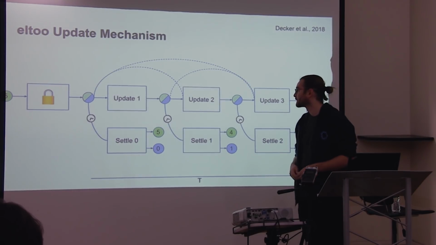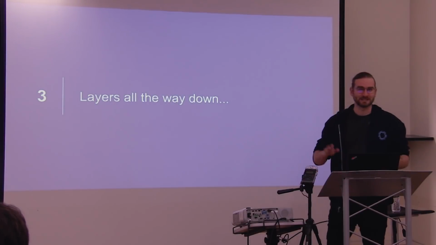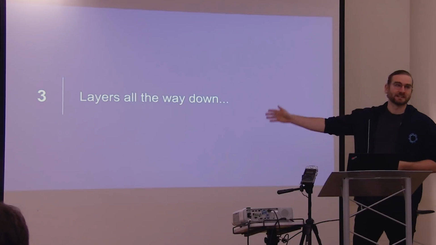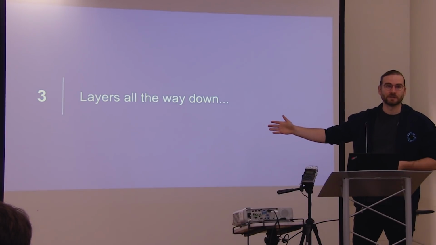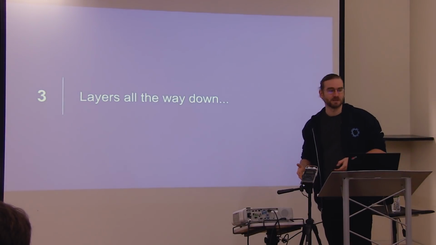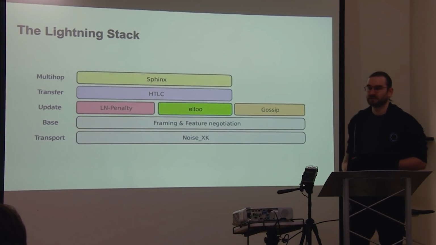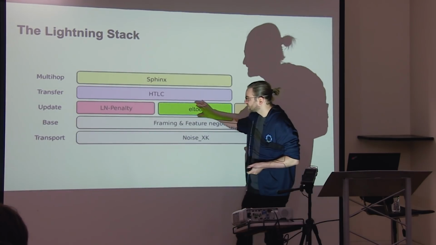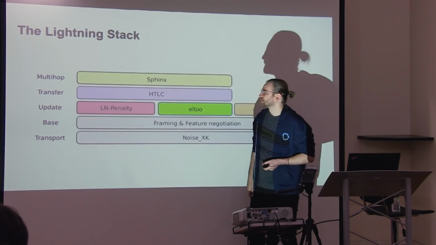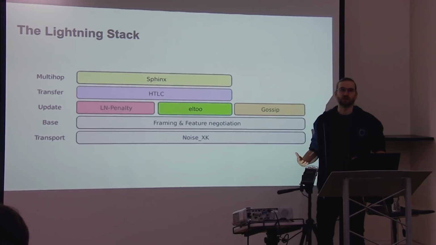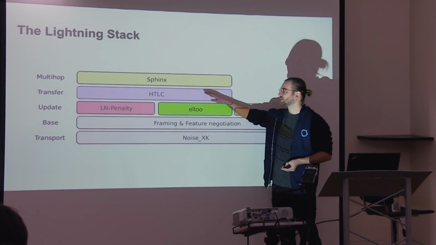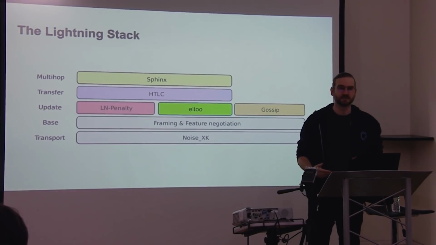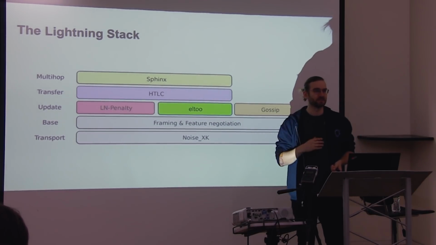Yes, so I had a few more slides, but as I mentioned, great interactions. It's basically layers all the way down. We have discussed the update mechanism, but there's many more facets in there. What we've just talked about are these two boxes here, and the Lightning Network is a lot more than that. We have a transfer layer that allows us to have multi-hop and secure end-to-end payments. Basically, either my payment arrives or it doesn't.